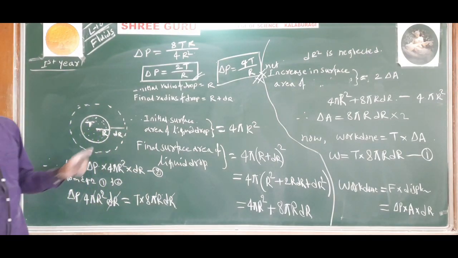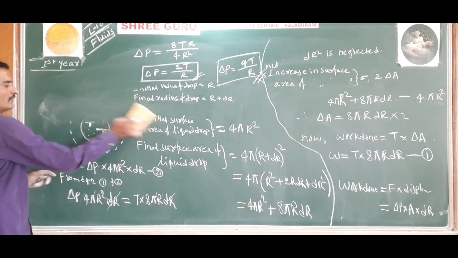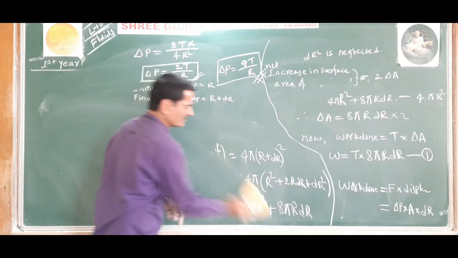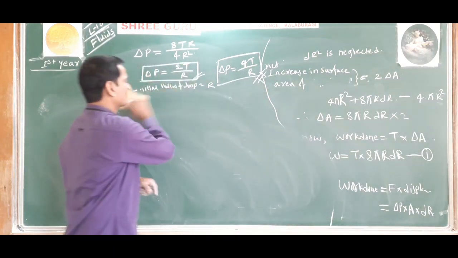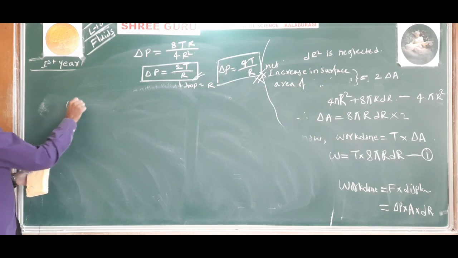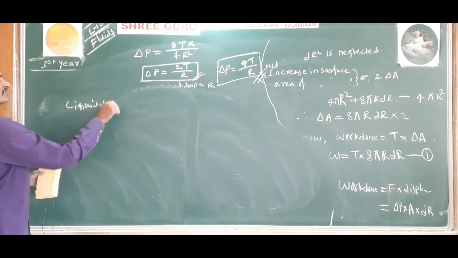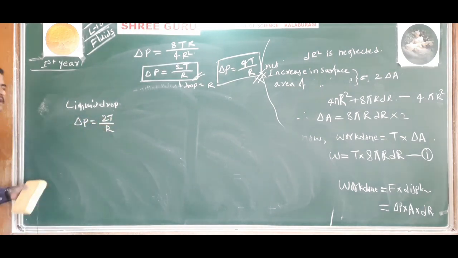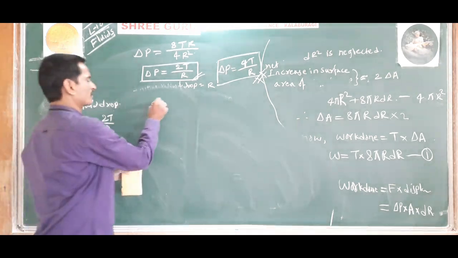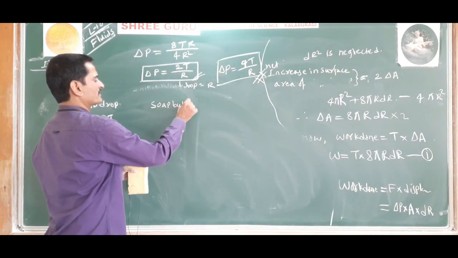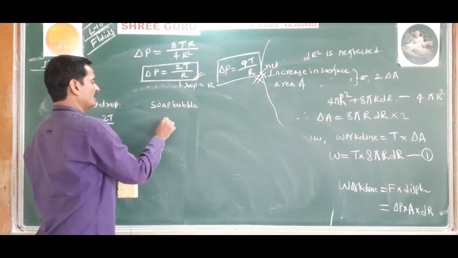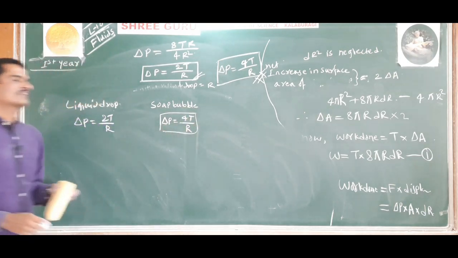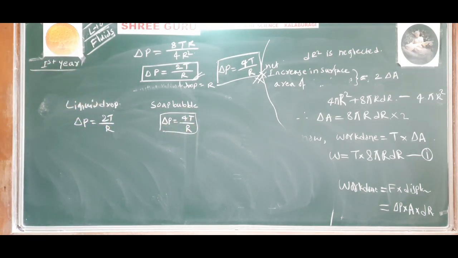Now let us understand the formulas of excess of pressure in different cases. First, excess of pressure for a liquid drop. Just now we have studied that excess of pressure for a liquid drop comes out to be delta P equal to 2T divided by R. Excess of pressure for a soap bubble comes out to be delta P equal to 4T divided by R. Remember this.